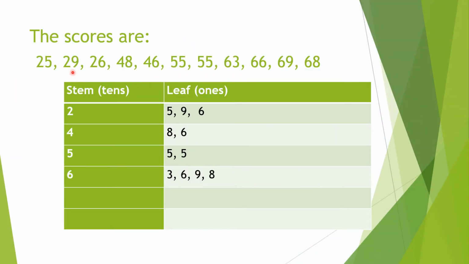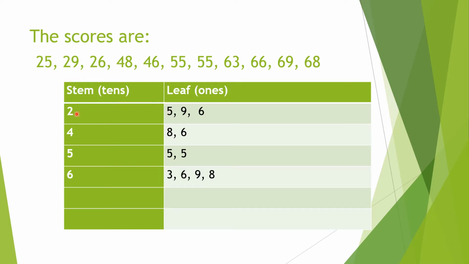So as you can see here, these are the scores. This is the stem and this is the leaf. The stems are tens and the leaves are ones. And let us show you how it is represented. Now 25. The 2 represents the 10, while the 5 represents the ones.